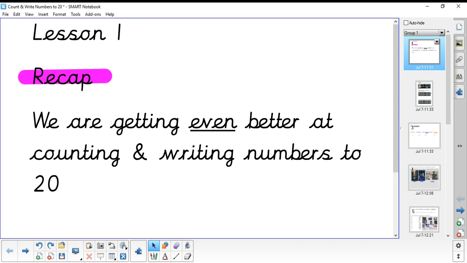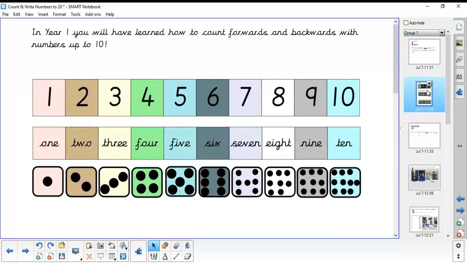This is a recap lesson that year 1 children should have a look at as they move into year 2. And today we are getting even better at counting and writing numbers to 20. So in year 1 you will have learned how to count forwards and backwards with numbers up to 10.